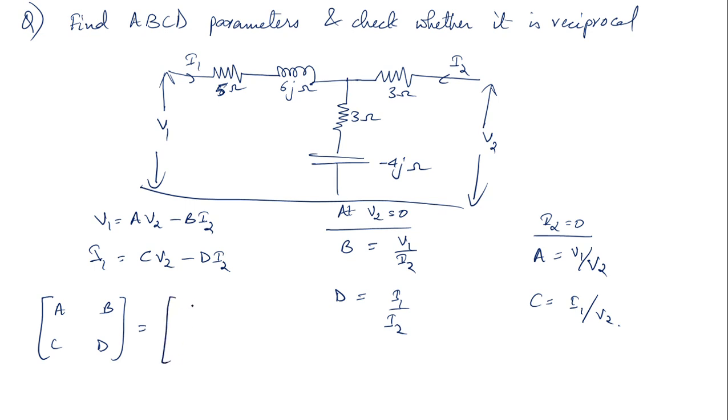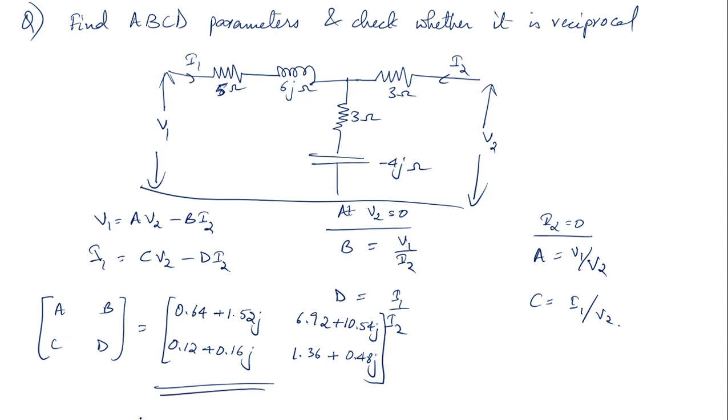You have A is equal to 0.64 plus 1.52 J and B is equal to 6.92 plus 10.54 J. C is equal to 0.12 plus 0.16 J and D is equal to 1.36 plus 0.48 J.